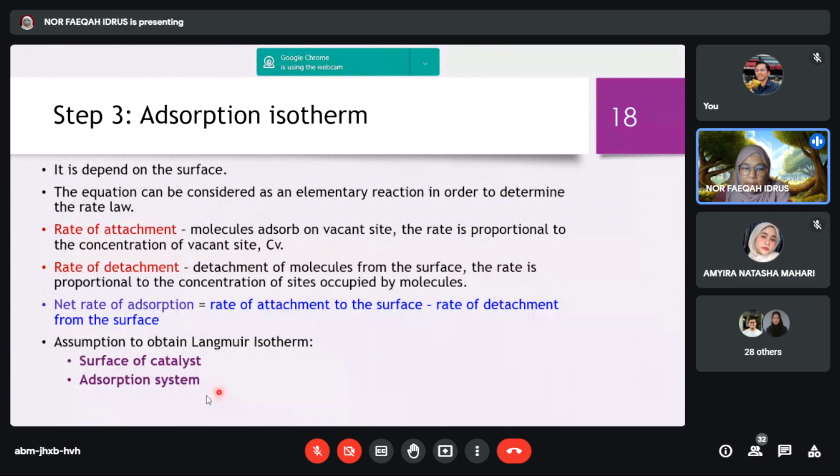So the assumptions that we use to obtain the Langmuir isotherm, the adsorption isotherm, which we also call the Langmuir isotherm. We need to consider the surface of the catalyst. So what we want to look at on the surface of the catalyst: later we look at the type of catalyst that we use, the surface type of the catalyst, and also the adsorption system. The adsorption system is what we discussed earlier, either molecular or non-dissociative, or dissociative, which we call atomic adsorption.